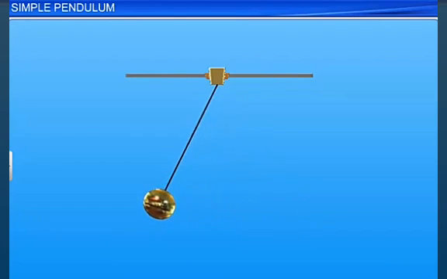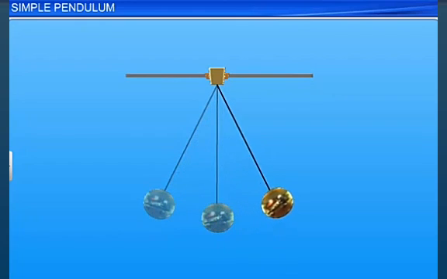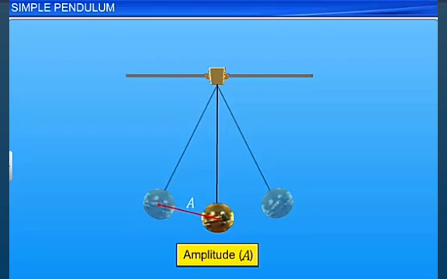There are two positions on either side of the mean position where the bob changes its direction of motion. These positions are called the extreme positions. During these oscillations, the maximum displacement of the pendulum, that is, the displacement between the mean position and the extreme position, is called its amplitude. Generally, amplitude is represented by A.